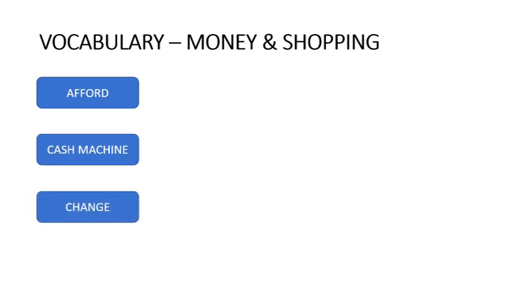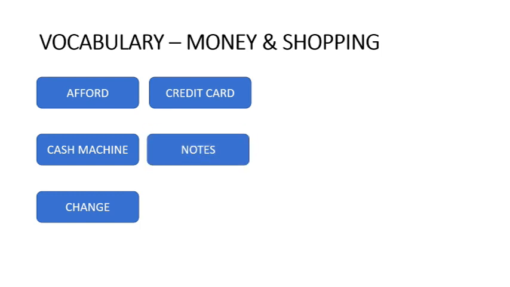Okay, now we are going to look at more words or phrases which are related to money and shopping. This is to help you with your vocabulary. Let's take a look at them. And as these words appear on the screen, you can also say the words and repeat after me. Let's take a look at the first one. Afford, cash machine, change, credit card, notes, and cash.